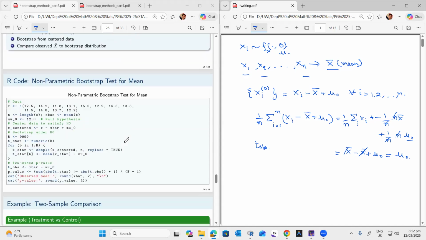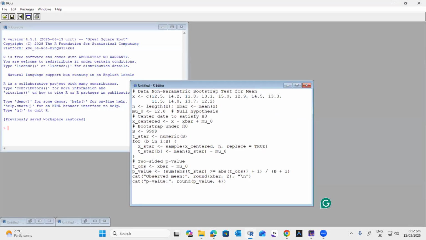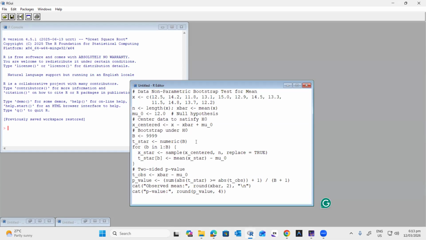So that is our non-parametric bootstrap test. This is the code for the non-parametric bootstrap test, and we will discuss it. This is the R code for our non-parametric bootstrap test. Suppose in X we have the non-parametric data set.